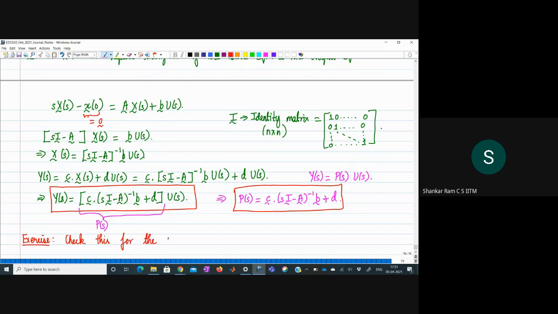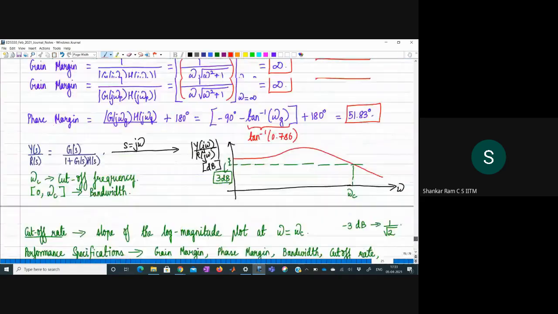Okay, the example which we have been typically considering. So what do I mean by that? Okay, I'll just explain that. I'm leaving this as an exercise to you. Please check this expression for the mass spring damper system.